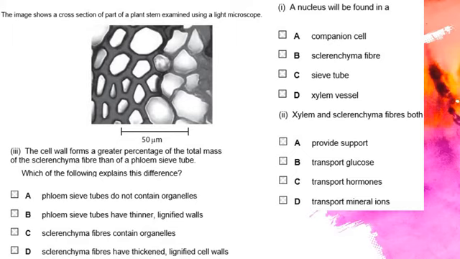And lastly, we have a bit more to think about here. The cell wall forms a greater percentage of the total mass of the sclerenchyma fiber than of the phloem sieve tube. So if you weighed up both of them, the cell wall would make up more of sclerenchyma than phloem. Why? So we have options here. We have phloem sieve tubes do not contain organelles. Phloem sieve tubes have thinner lignified walls. Sclerenchyma fibers contain organelles, and sclerenchyma fibers have thickened lignified cell walls. Tick one of each and we'll see where we go.